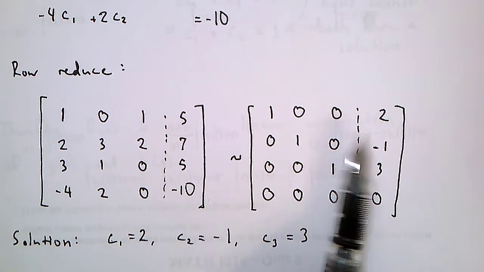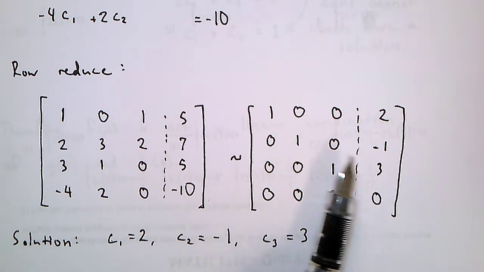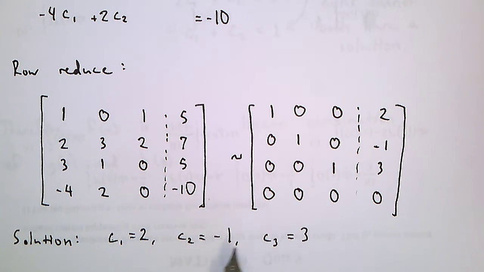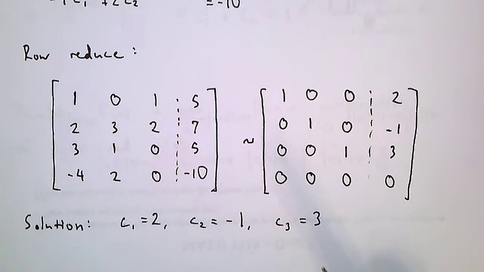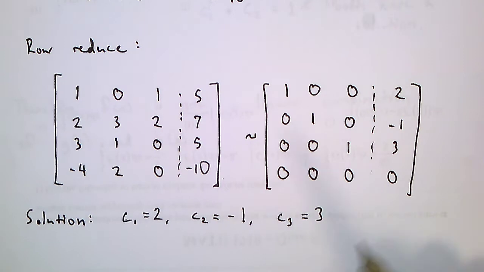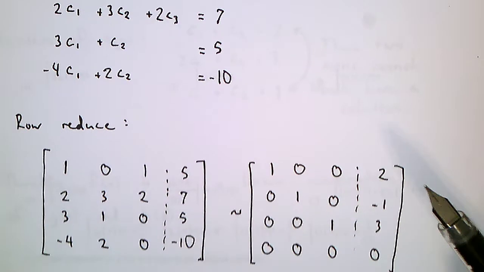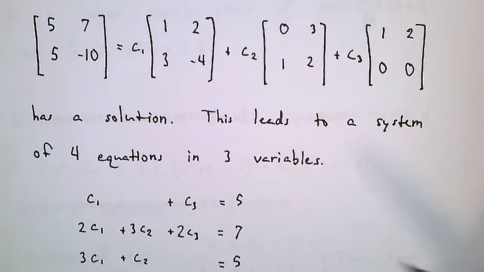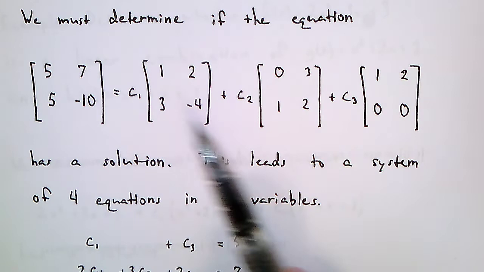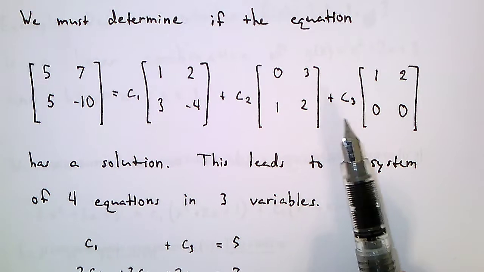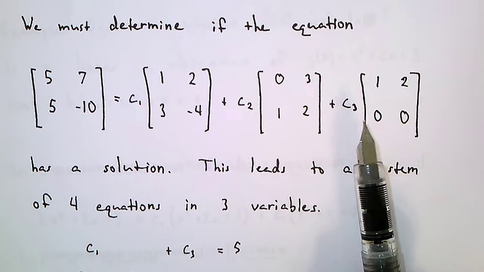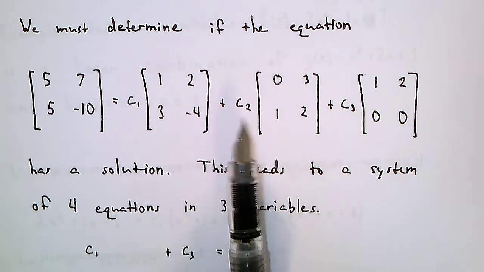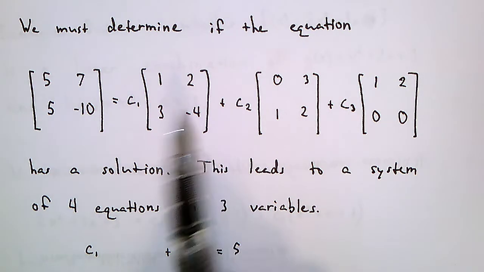We can see that c1 is equal to 2, c2 is equal to minus 1, and c3 is equal to 3. And I've written that down here below. So since this system of equations had a solution, that means that these values for the scalars give a solution to this original equation involving matrices. So something that you should do on your own is just double check that that solution actually works. So plug in the numbers here and make sure this equation works out.